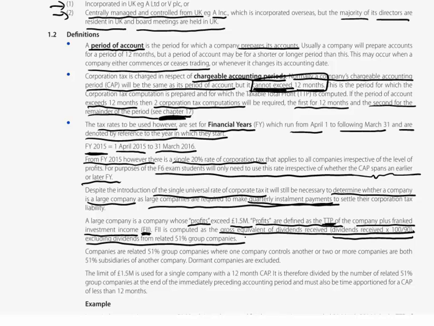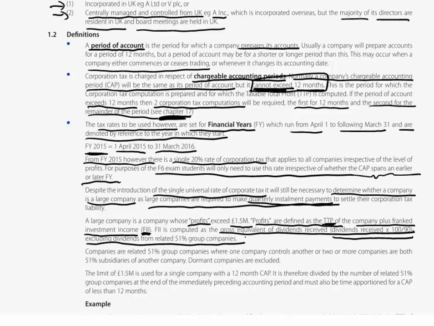But let's look at what we've got here. We're saying that the profit that we compare with the £1.5 million limit to decide whether the company is large or not, and therefore whether quarterly instalment payments are required to be made by the company, that we compute that profit as the taxable total profit of the company, the TTP, the bottom line figure on the corporate tax computation, plus FII. And FII, dividends received times 100 over 90, the gross equivalent of dividends received. We exclude from that dividends from related 51% group companies.